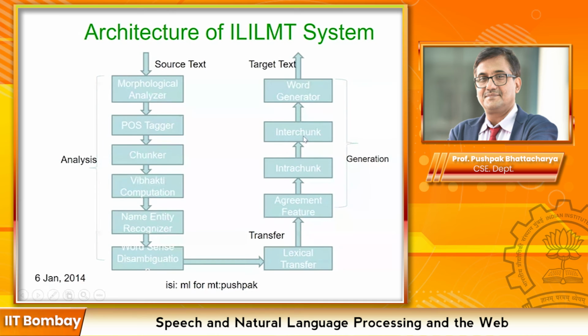Inter-chunk: between chunks, you establish the relations. Okay, Ram ne, Sham ko, becomes Ramni, Shamla. Now establish a relationship of Ramni and Shamla to the main verb. The main verb is dekha, and then you generate the words and get the target text. Okay, so this is a very intuitive, well understood pipeline, but with a huge amount of complexity at every box.